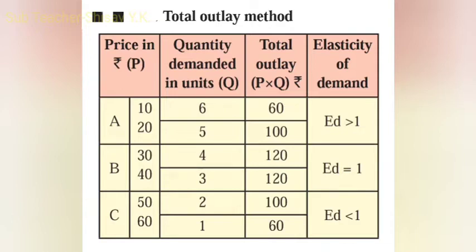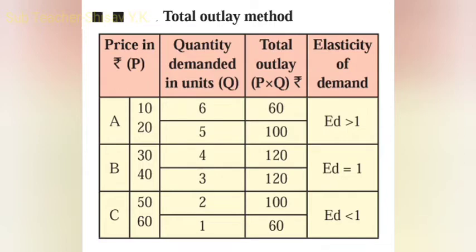Therefore, total expenditure is rupees 120. When price rises to rupees 40, quantity demanded falls to 3 units. Total expenditure incurred is 120 rupees. In this case, total outlay is the same, that means equal to original expenditure. Hence, in these examples, elasticity of demand is equal to 1. That is a unitary elastic demand.